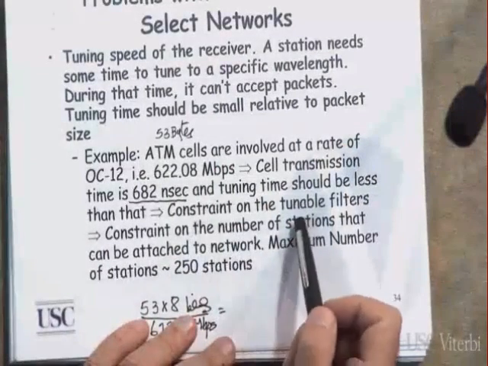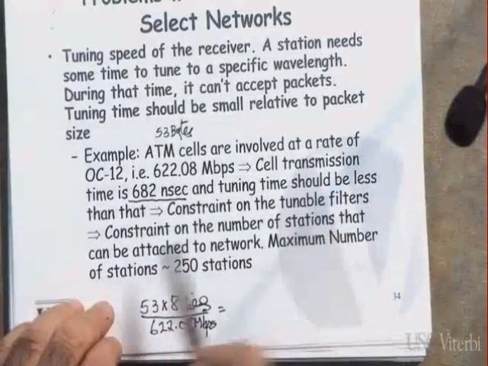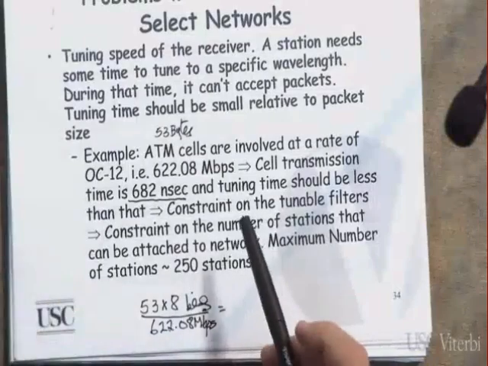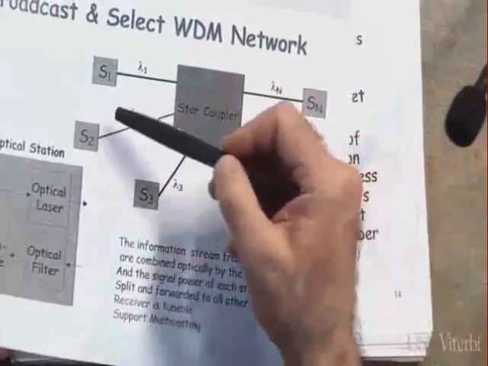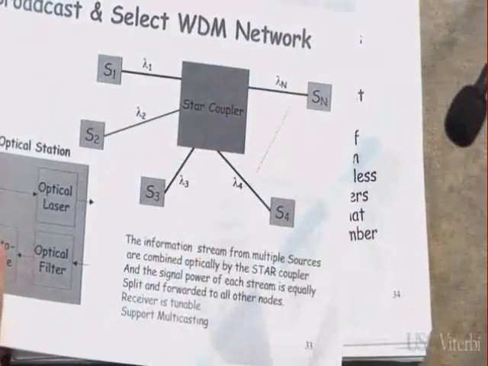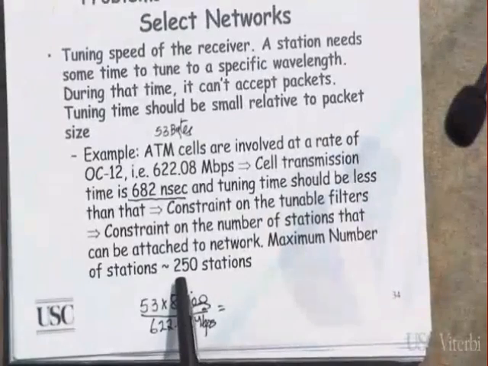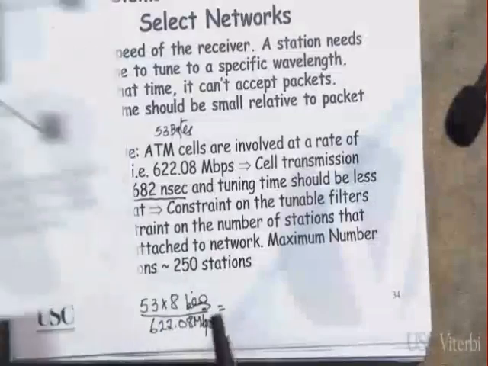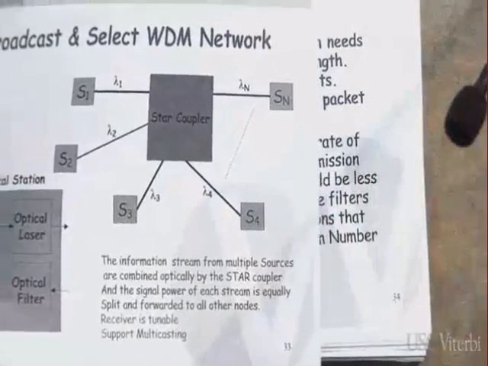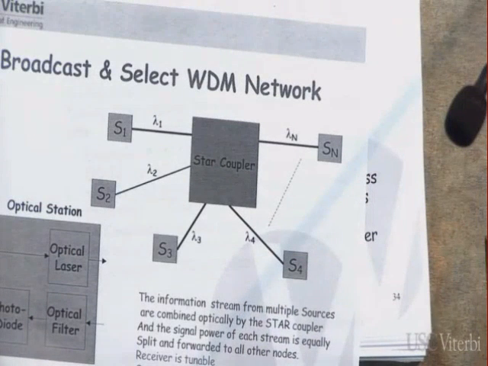That puts a constraint on the tunable filters and also puts a constraint on the number of stations that can be attached to the network. Why? Remember, every station attached to the network has to transmit at a different wavelength. So if we do have, for example, in this case, let's assume we do have 250 stations. It means each receiver needs to be able to tune to how many wavelengths? 250 wavelengths. The more wavelengths you have, the longer it takes to tune to a certain wavelength.